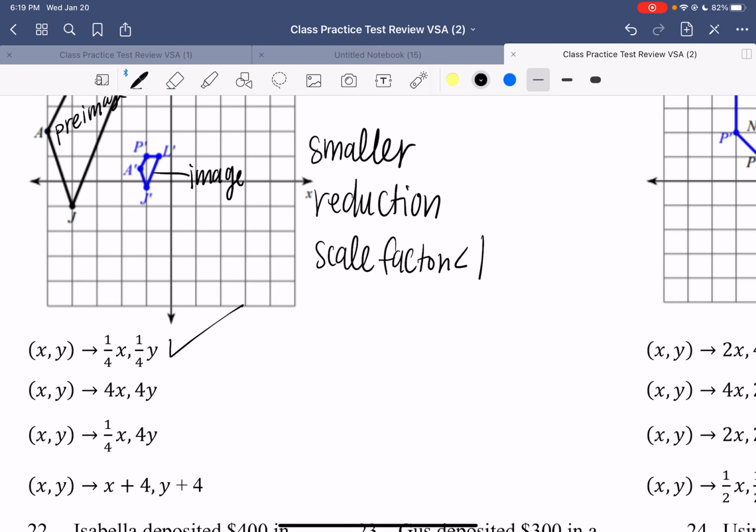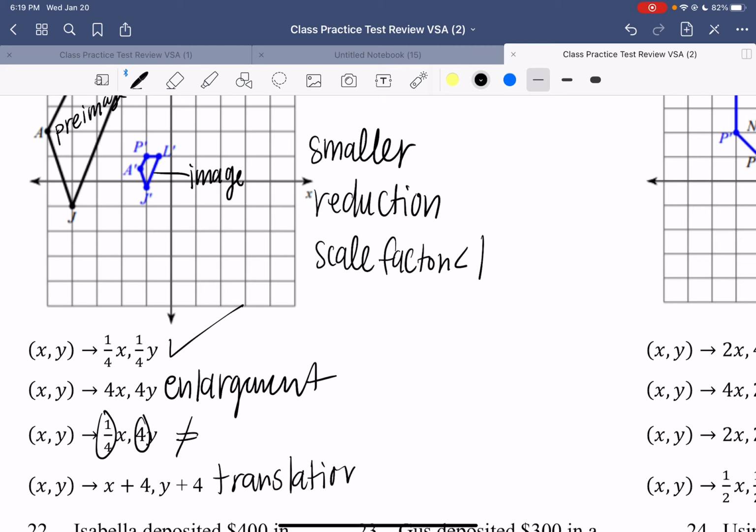This would mean this is an enlargement. Remember that this number and this number need to be the same, and they're not. And then this is a translation, so meaning it would stay the same size. So that leaves us with that one.